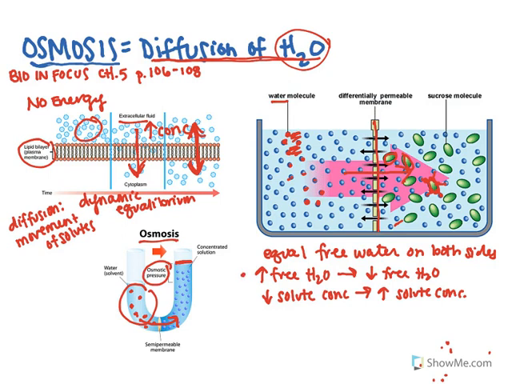So we can look at it both ways. So again, let's make sure we can see it. So it's going from an area of high free water, because there's less solute that needs to be dissolved in the water, to the side with more solute, aka less free water. So make sure that you can see both of these points in these two diagrams.